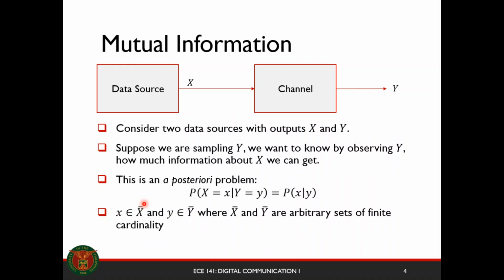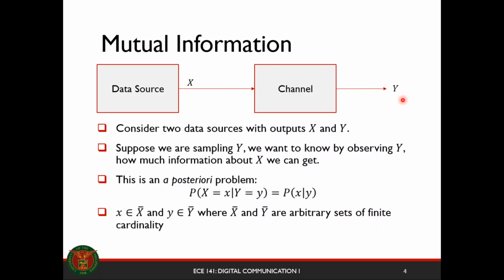So now, mutual information. Let's say you transmit this data through a channel. So the data source has a variable x transmitted over a channel, and you have another random variable y. Now these two can be treated as different data sources. So this channel outputs data y. Suppose we can only sample y, of course. That's our communication system. We sample y. So by observing y, can we get information about x, which is the actual message transmitted?